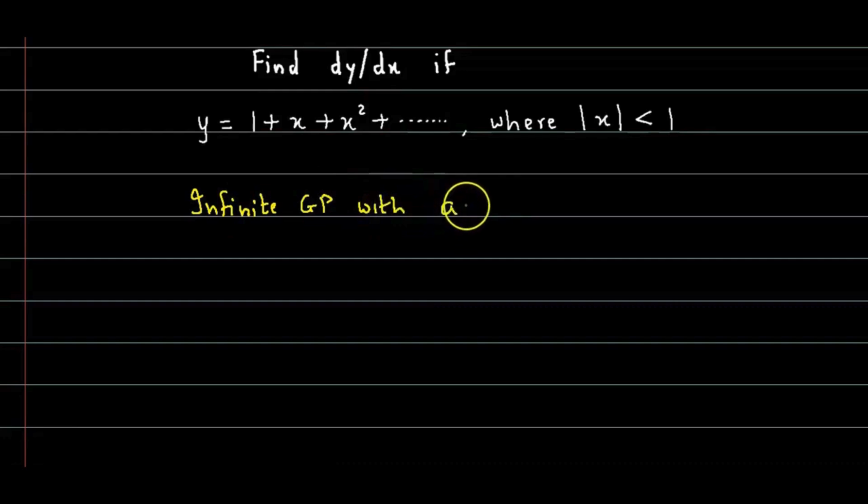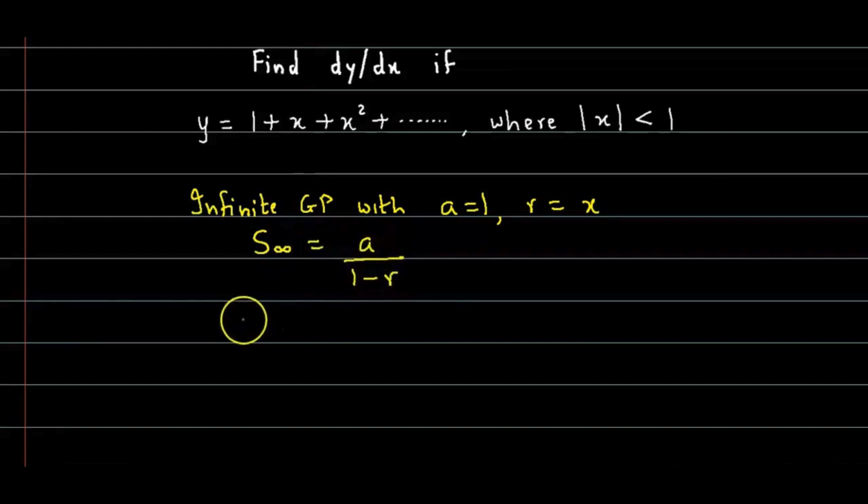with first term, that is a, equal to 1, and the common ratio, if we look, the common ratio is x. We are given that mod x is less than 1, that is, the common ratio is less than 1. And we know that the sum of infinite terms, in this case S infinity, is given by a upon 1 minus r. So therefore we could say y is equal to, now a is 1, upon 1 minus r, whose value is x. So basically y is equal to 1 upon 1 minus x.